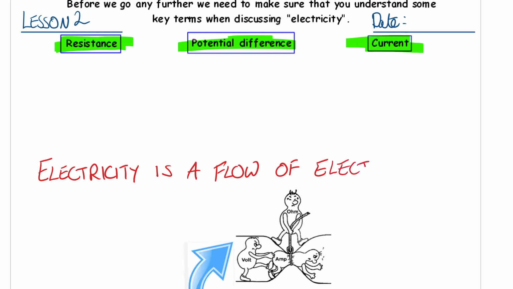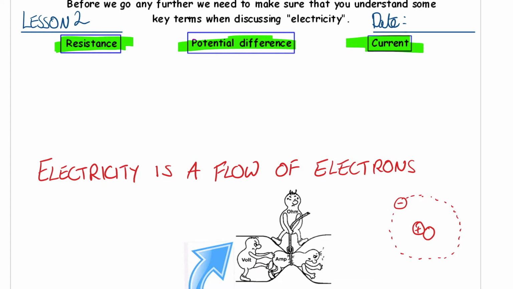And just in case you've forgotten what electrons are, negative charges that you find orbiting the nucleus of an atom. So remember, in the middle of an atom you have a positive charge called a proton, a neutral charge called a neutron, and orbiting around the outside you have these electrons. So that's a very basic atom there, isn't it? One proton, one electron, that would be a hydrogen atom.